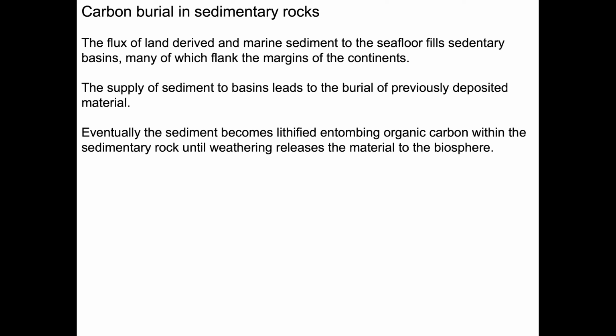Carbon burial and sedimentary rocks. The flux of land-derived and marine sediment to the seafloor fills sedimentary basins. Many of these sedimentary basins are going to be on the margins of the continents. The supply of sediment to basins leads to burial of previously deposited material, and eventually the sediment becomes lithified, and during this process, it embraces and entombs the organic carbon within the sedimentary rock, and it stays there until weathering releases the material to the biosphere. Or maybe this material gets pushed down a subduction zone and smoked out of a volcano.